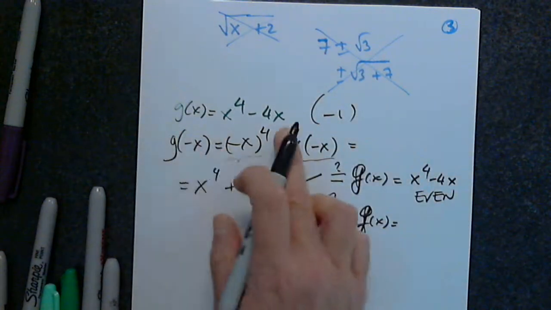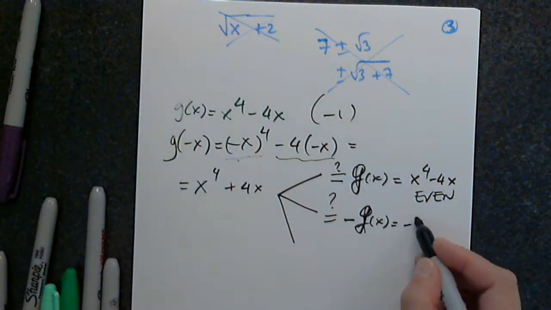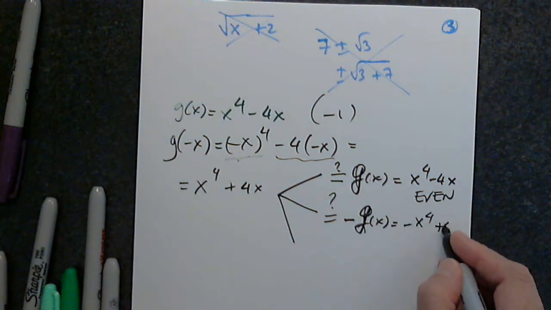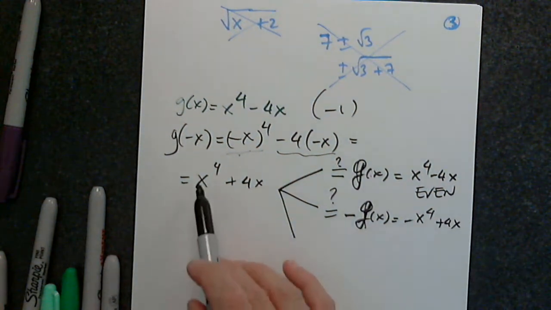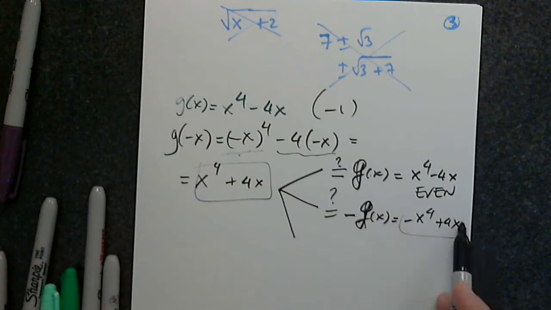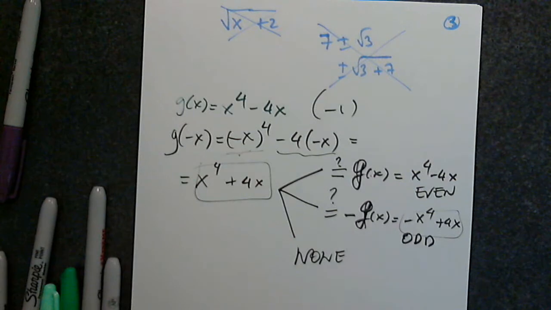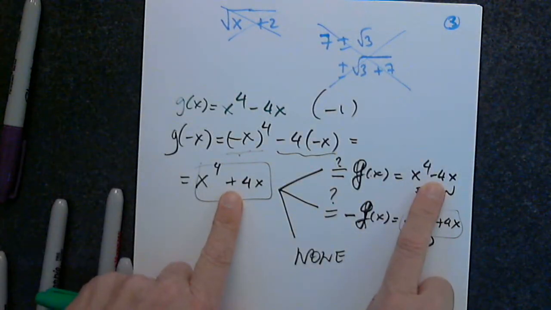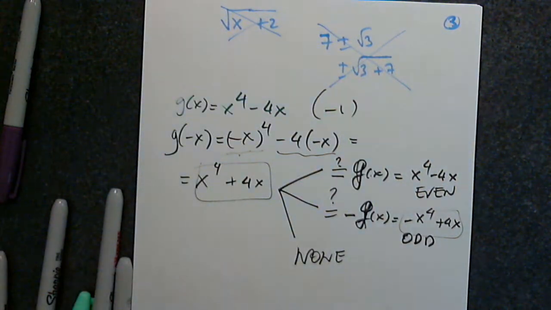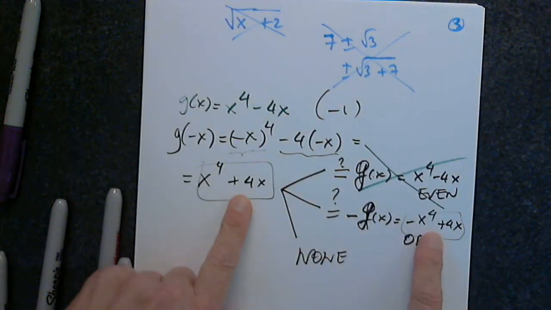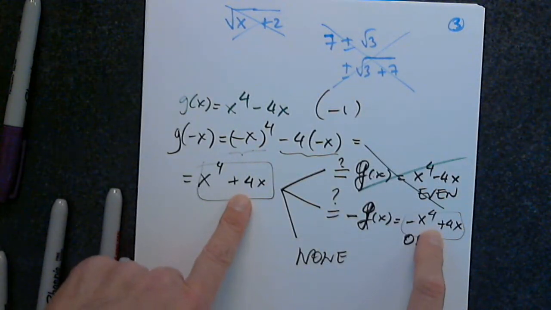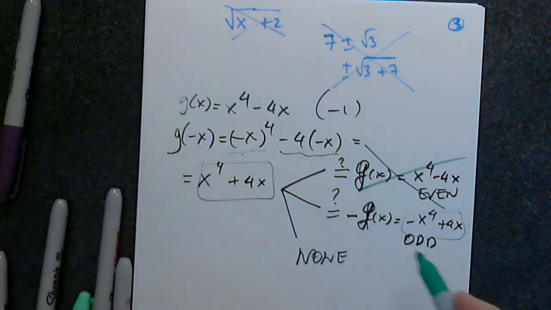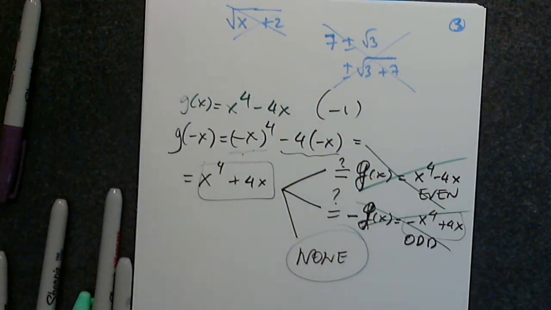Multiplying both sides by -1. This times -1. This times -1. If it happens that this quantity equals this quantity, then we'll say that the function is odd. And the third option is none of the above. The function is not symmetric. So let's compare. Are these two identical? No. Are these two identical? The function is not symmetric.